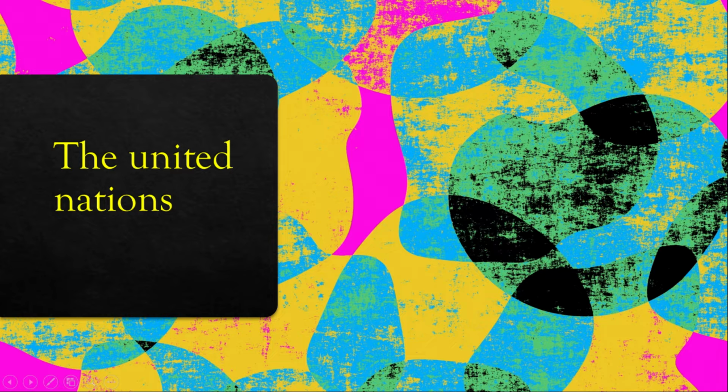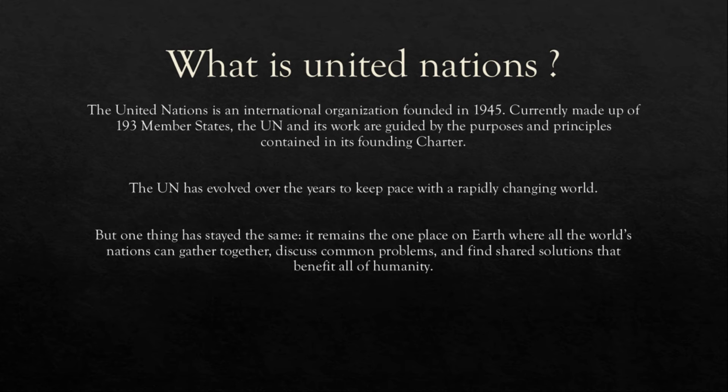Today our topic is the United Nations. The United Nations is an important topic for history and civics of class 8. The first question which comes to our minds from this topic is: what is the UN? The UN, which we call the United Nations in short form, is an international organization founded in 1945. Currently, the UN is made up of 193 member states, and the UN and its work are guided by the purposes and principles contained in its founding charter.